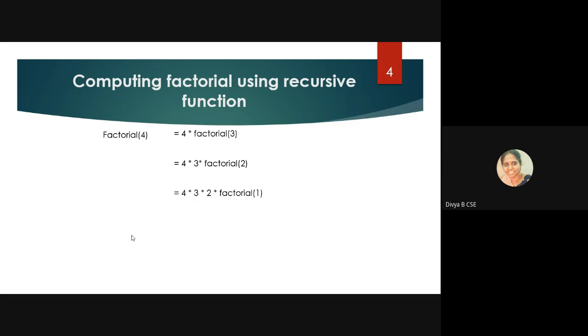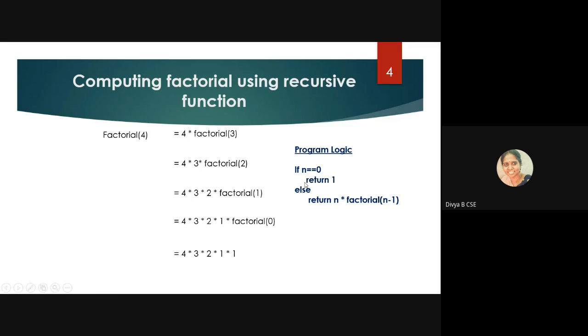This is the same thing. You can see that factorial of 4 means 4 into factorial of 3. That is 4 into 3 into factorial of 2. Again, factorial of 2 you need to compute, so 4 into 3 into 2 into factorial of 1. Then factorial of 1 you have to compute, so that is 4 into 3 into 2 into 1 into factorial of 0. Factorial of 0 is 1, so it is 4 into 3 into 2 into 1 into 1.